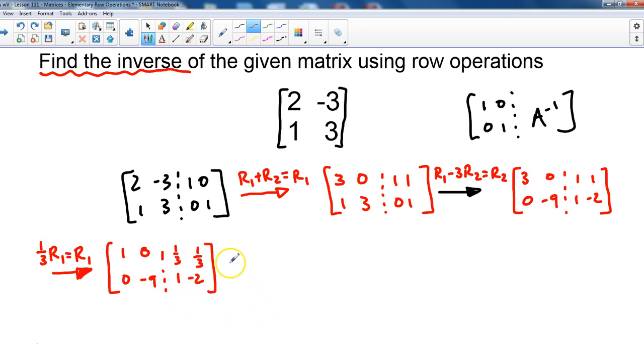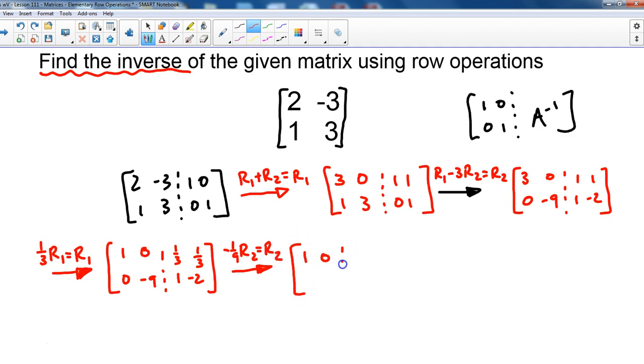And the last thing that I need to do is I need to get a 1 right here. And in order to do that, again, it's going to be scalar multiplication. So I'm just going to take -1/9, multiply that row 2 by -1/9, and that'll give me a 1 right there. And that's exactly what I need because that'll give me the identity. So let's go ahead and go through that.